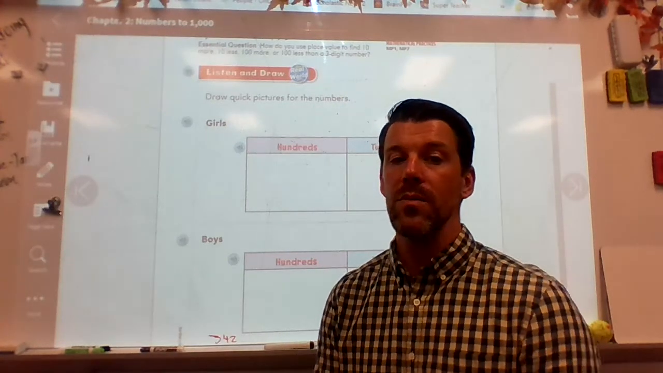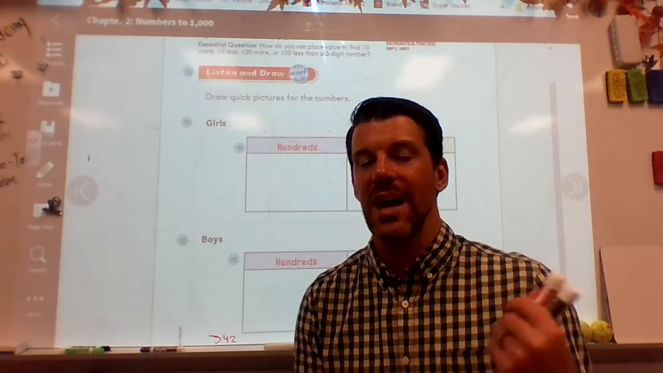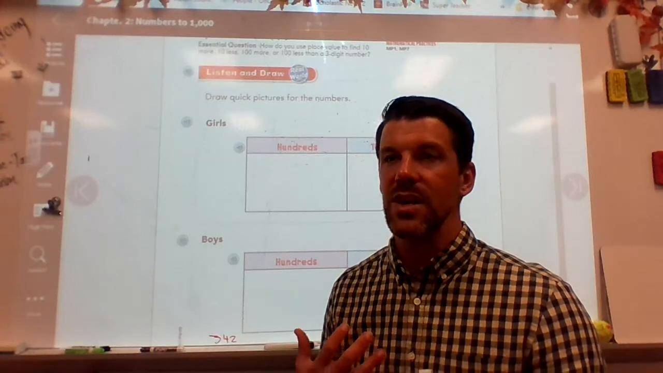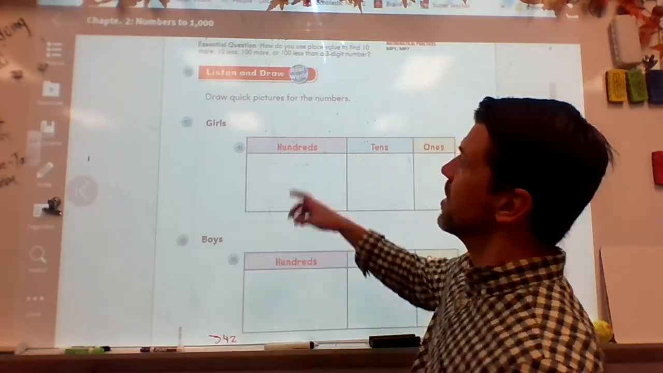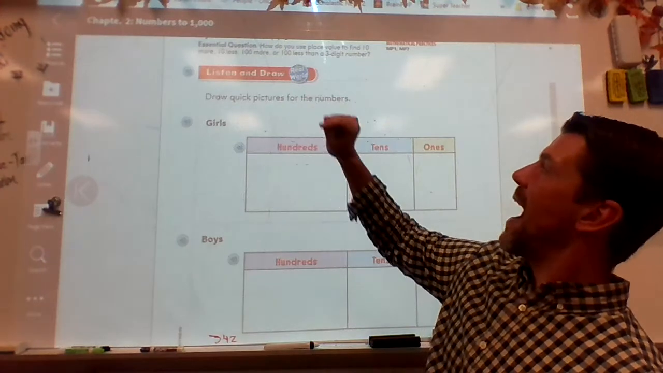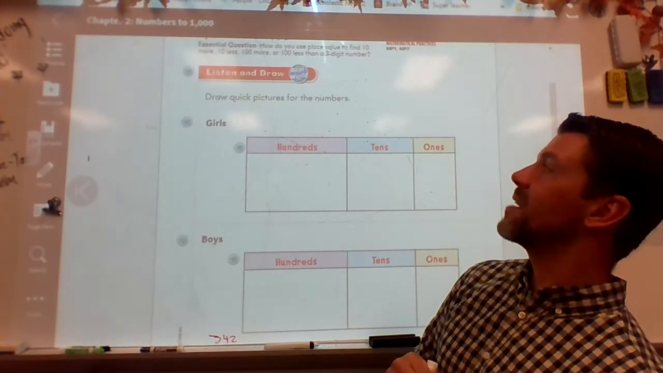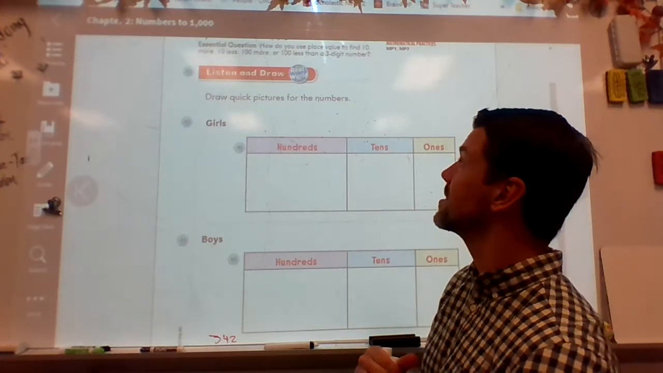So what we're going to be looking at today is how do we do 10 more, 10 less? How do we do 100 more and 100 less? Which brings us to our essential question. Our essential question says, how do you use place value to find 10 more, 10 less, 100 more, 100 less than a 3-digit number?